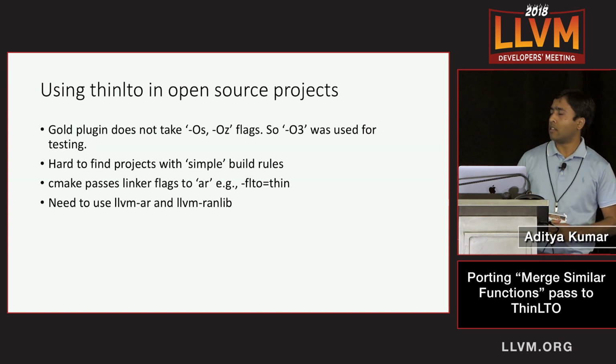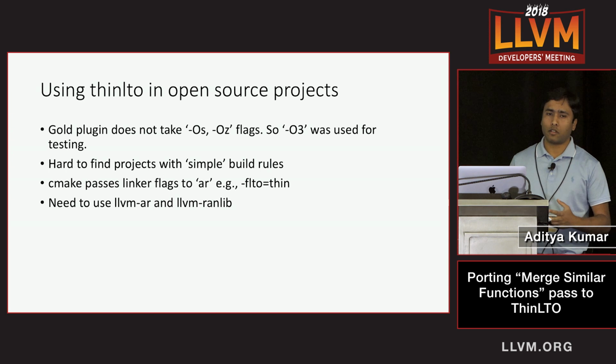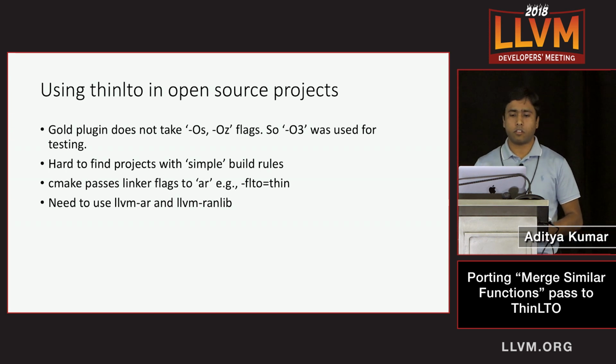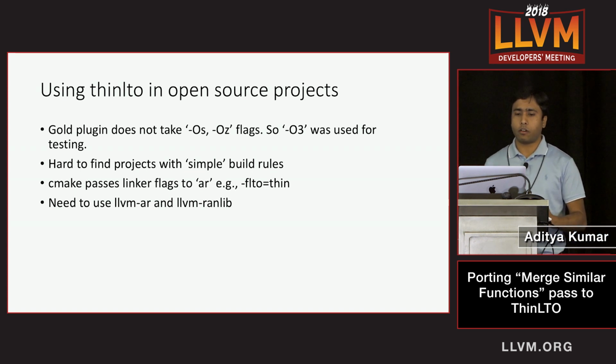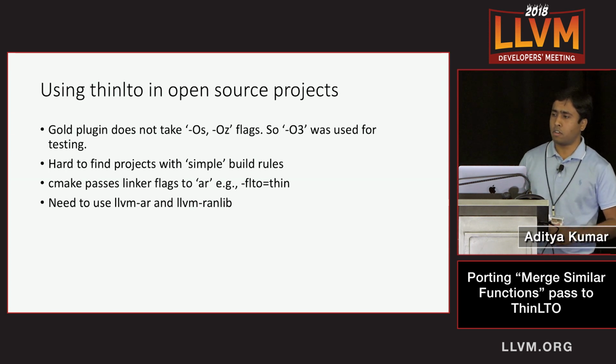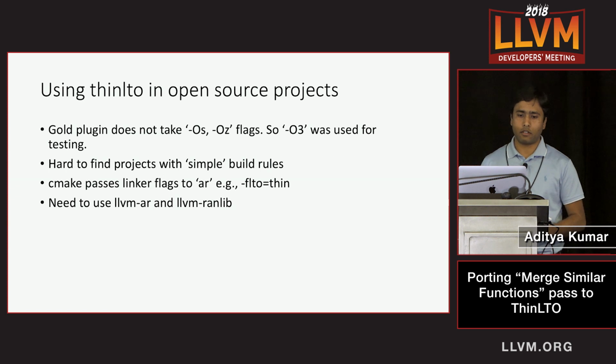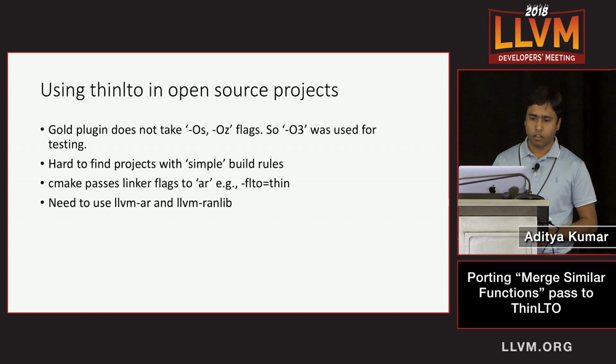The other problem is the Gold plugin doesn't take the Os or Oz code size optimization flags for some reason. Function merging is a code size optimization, and using Os and Oz makes sense, but it was not possible. So what I did was I just used O3 for the results.